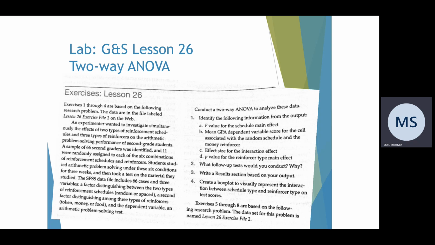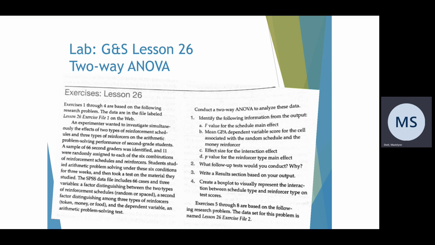Next, I'm going to walk you through, in SPSS, lesson 26 example from the GNS textbook. The example here is that an experimenter wants to investigate simultaneously the effects of two types of reinforcement schedules and three types of reinforcers on arithmetic problem-solving performance in second grade students. Okay, so we have our two independent variables. The first is the type of reinforcement schedule, 2 levels. And then the second is the type of reinforcer, of which there are 3 levels. So we've got a 2x3 design.